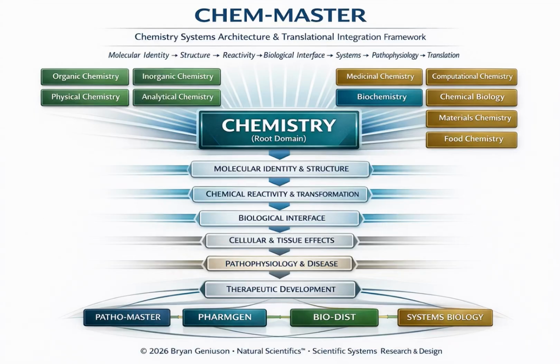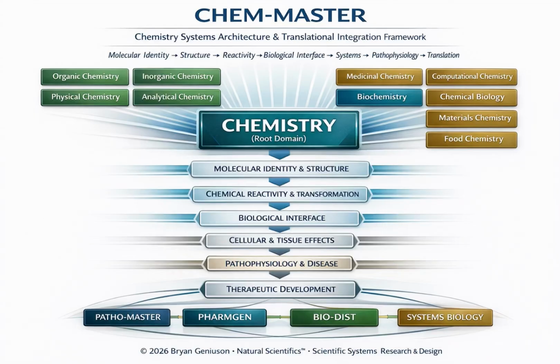Systems biology integrates these layers by mapping interactions across proteins, pathways, and cellular systems, enabling a network-level understanding of chemical influence. From a multi-omics perspective, this framework incorporates genomics, proteomics, metabolomics, and epigenomics, providing a comprehensive view of how chemical signals propagate through biological systems.